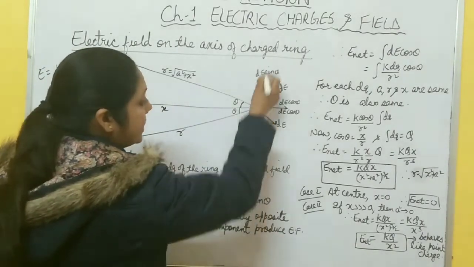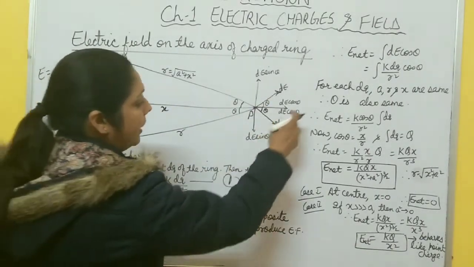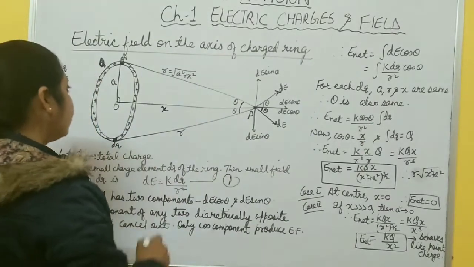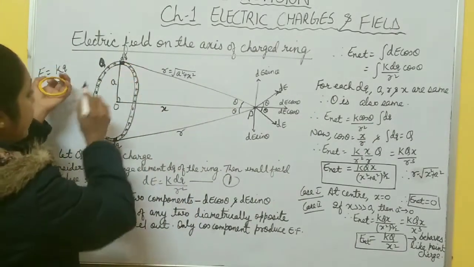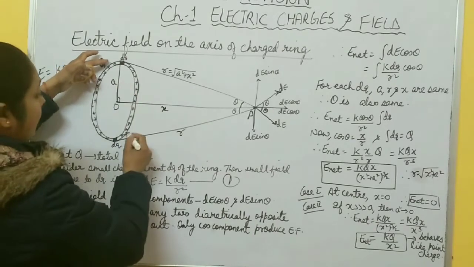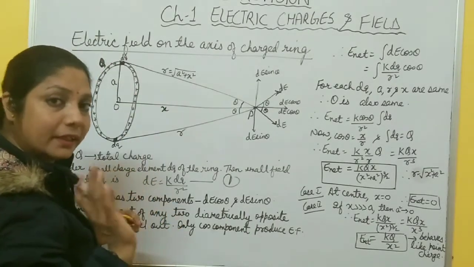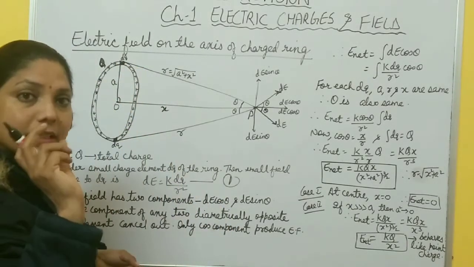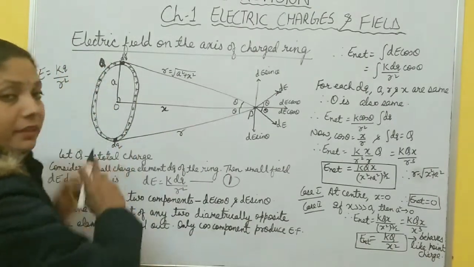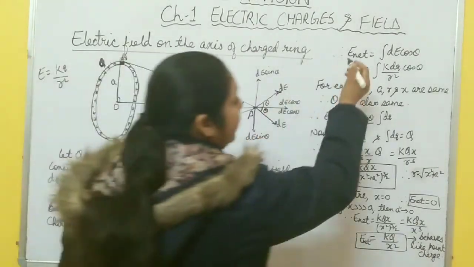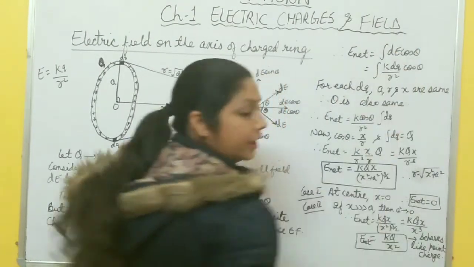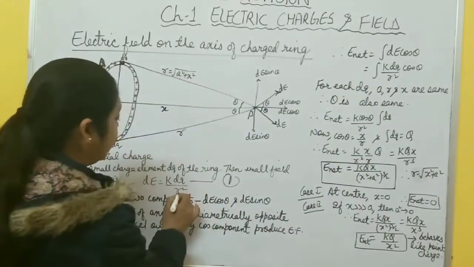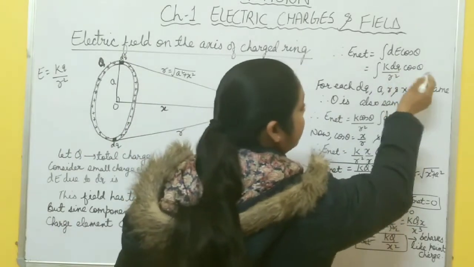So both dE sin theta components cancel each other and only the cos component is left, right? If you take different diametrically opposite points, again only the cos component is left and the sin components cancel out. Therefore the net electric field is only the integration of dE cos theta over the whole ring, right? And what is dE? K dq by r square. So k dq by r square cos theta.